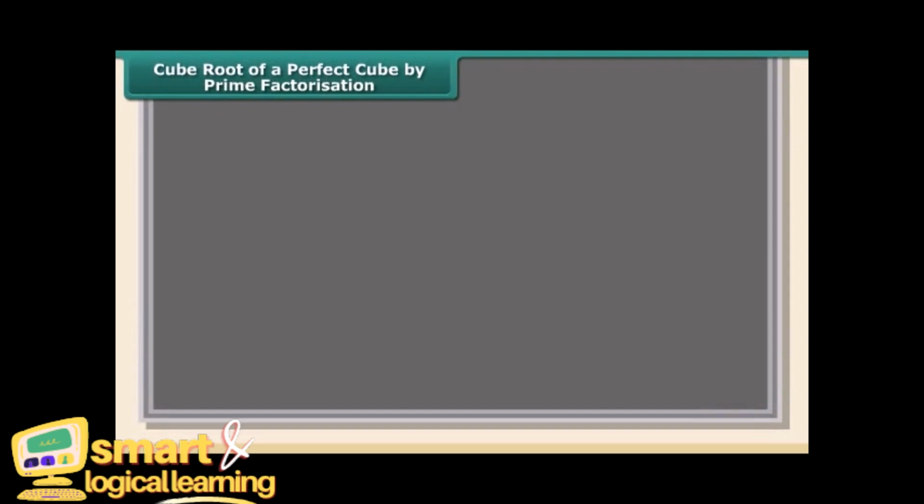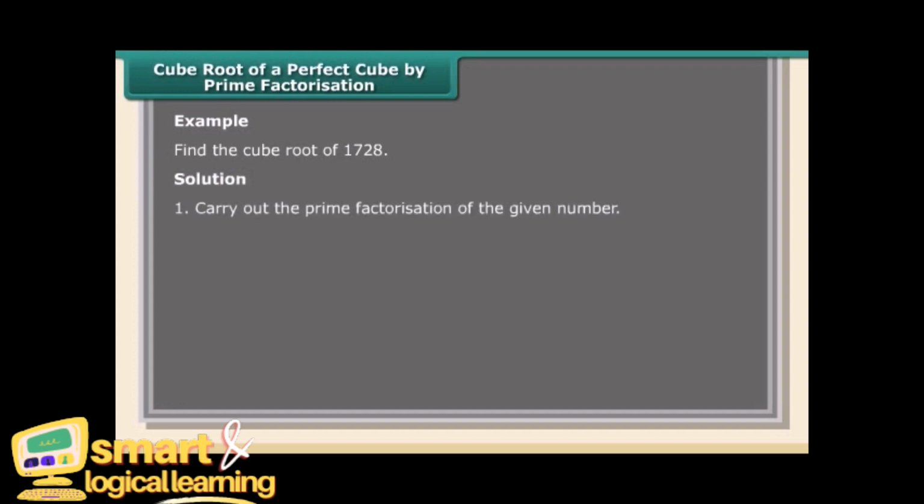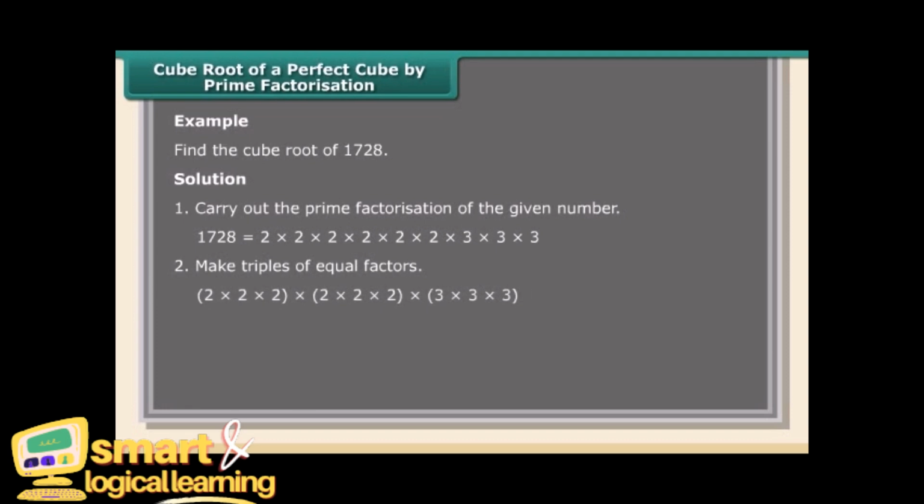Cube root of a perfect cube by prime factorization. Example: find the cube root of 1728. Solution: Carry out the prime factorization of the given number. 1728 is equal to 2 × 2 × 2 × 2 × 2 × 2 × 3 × 3 × 3. Make triples of equal factors: (2 × 2 × 2) × (2 × 2 × 2) × (3 × 3 × 3).